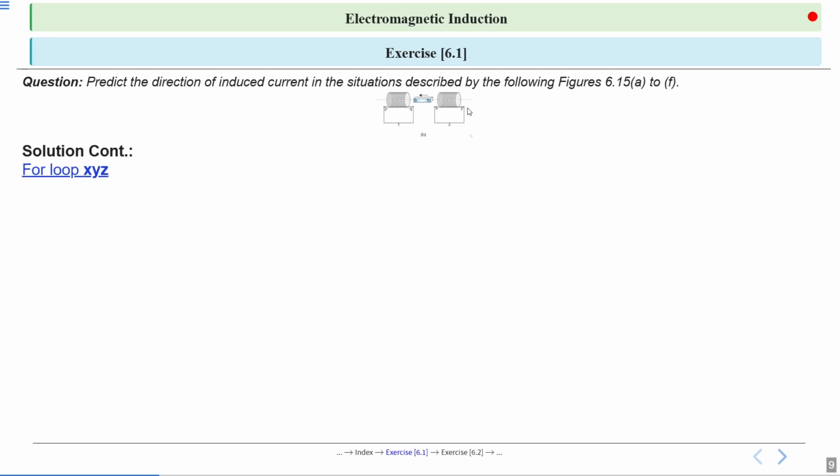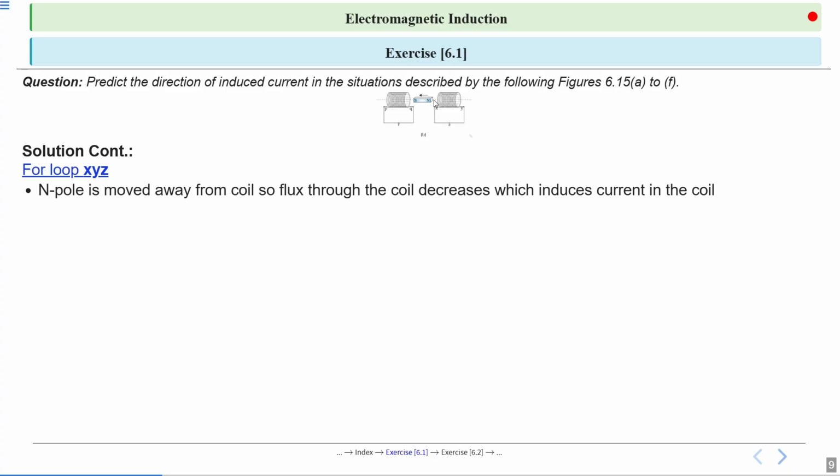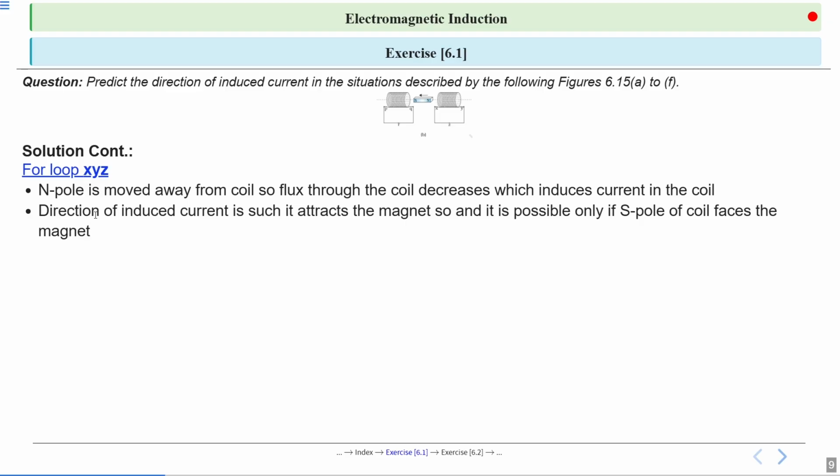Now for loop XYZ, the north pole is moved away from the coil. So flux through the coil decreases, which induces current in the coil. So the direction of induced current is such that it attracts the magnet, because the direction of induced current will be such that it will oppose the motion, and this north pole is moving away from this coil XYZ. So it will try to attract it to oppose its motion. So the direction of induced current is such that it attracts the magnet, and it is possible only when south pole is generated on the side of the magnet. So the south pole of the coil faces the magnet.